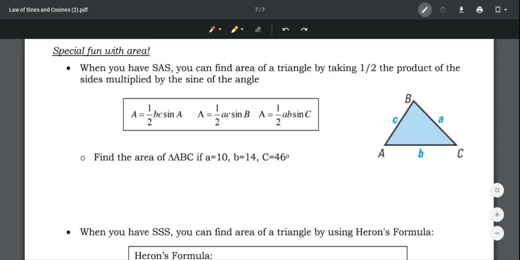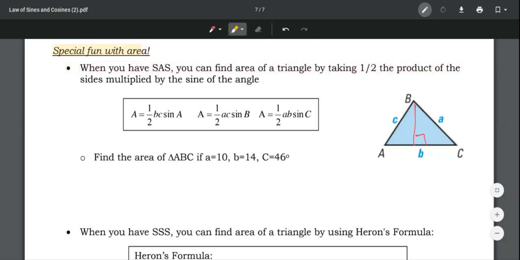Remember, the height of a triangle is a segment from a vertex down that is perpendicular to the opposite side. But if you're given two sides and an included angle, we won't need to know the height in order to find that area. We can use the formulas that we have here. So this is like special fun with area.